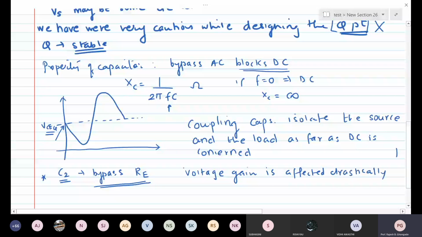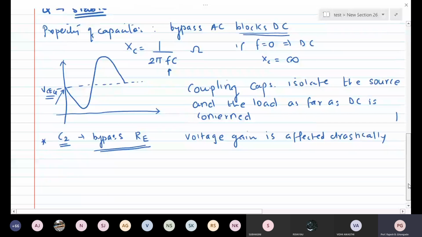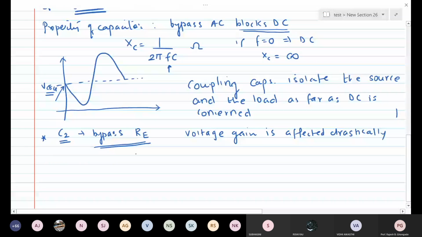So if the bypass capacitor is not used, voltage gain reduces drastically, which is actually defeating the cause of using an amplifier. Okay, we want the voltage amplification. We want to amplify the voltage signal from Vs to Vo, where the Vo value will be much larger than Vs. Normally Vs for small signal amplifiers will be in millivolts and Vo will be in volts. So that kind of amplification we want, and if you don't bypass Re, voltage gain is reduced drastically.